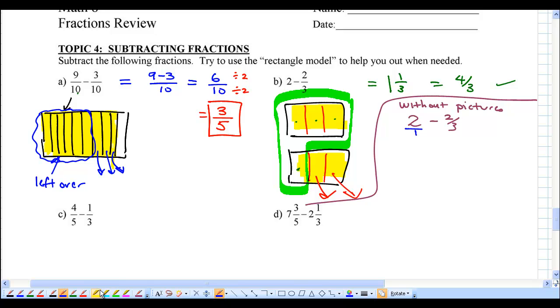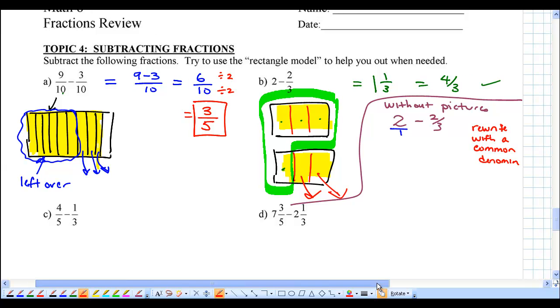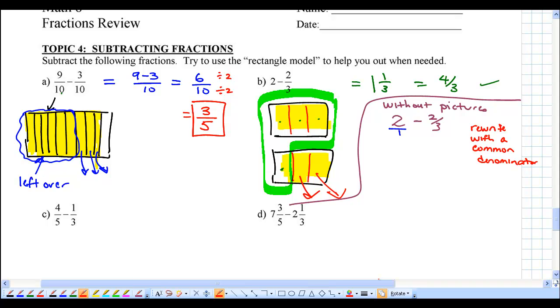So my question to you is, are the denominators right now the same? Is 1 the same as 3? No way. So let's make them the same. What is the common denominator between 1 and 3? 6 is good, but is there a smaller one I can use? Just 3, yeah. So once again, let's rewrite them with a common denominator. And the common denominator between 1 and 3 is really just 3.